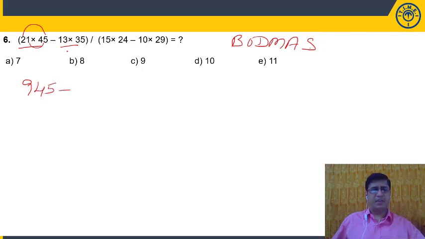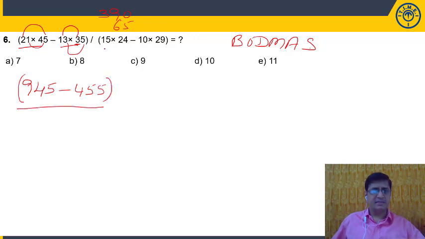What is the second part here? 13 into 35. 3 times 13 is 39, and 30 means the tens position, so 390. 5 times 13 is 65. Now adding these two, the result is 455. This is the first part.